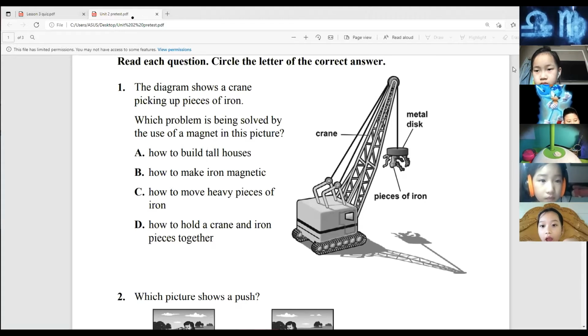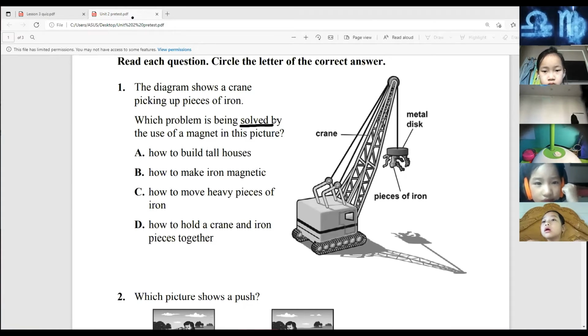Kim, can you read number 1? The diagram shows a crane picking up a piece of iron. Which problem is being solved by the use of a magnet in this picture? Good job, Kim. And can you say the word solved for me? The word solved. Solved.